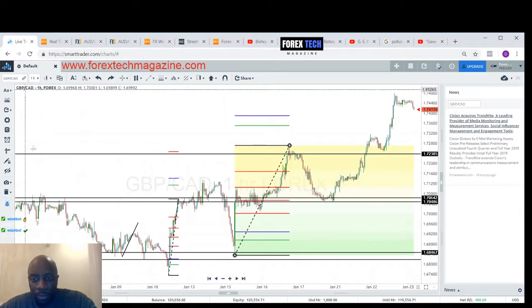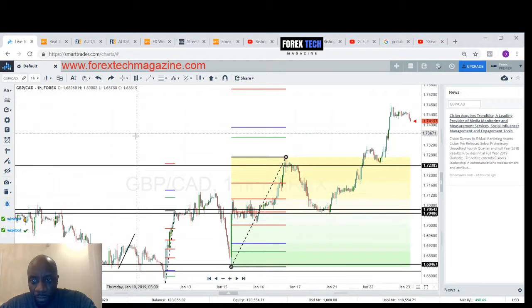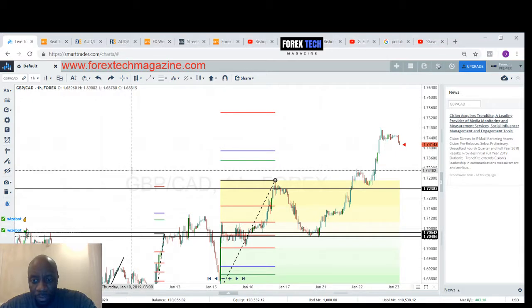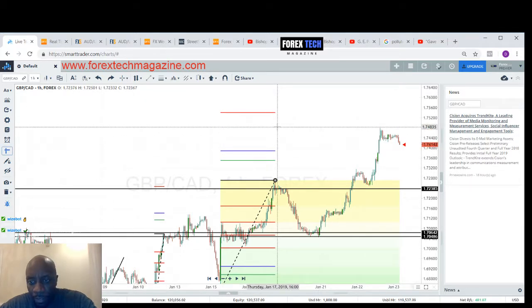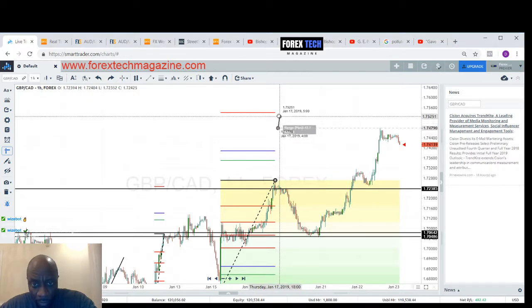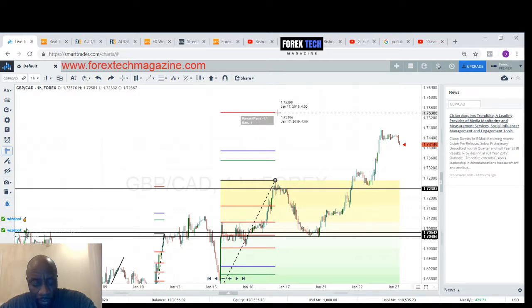Let's look at the Great Britain Pound, Canadian dollar. Kind of the same thing's going on here. It's doing a little bit of a pullback. Essentially what price is doing is just catching its breath. As you can see, we're almost at the D extension. So if you were able to place a trade on this one, then congratulations, because you're close to hitting your take profit and making some money on this particular pair.